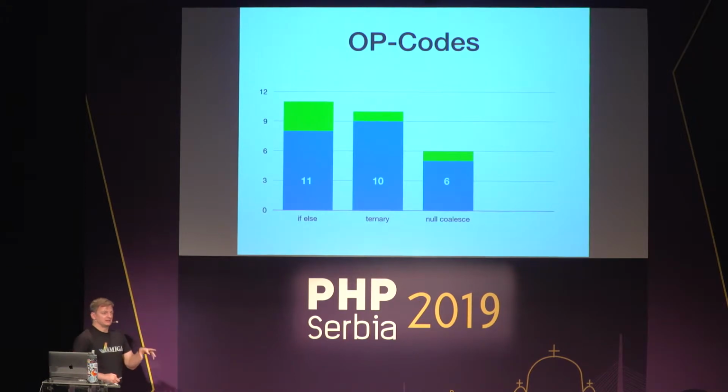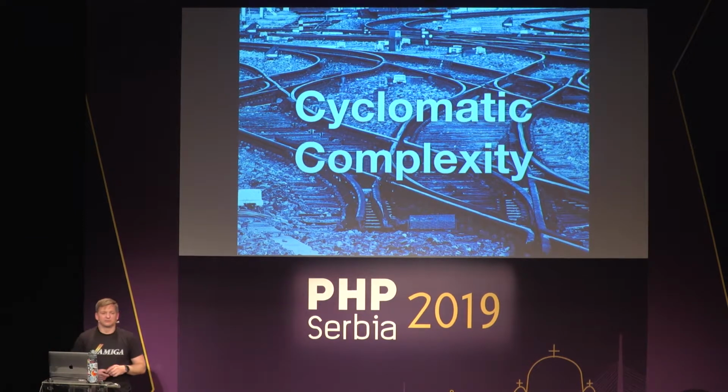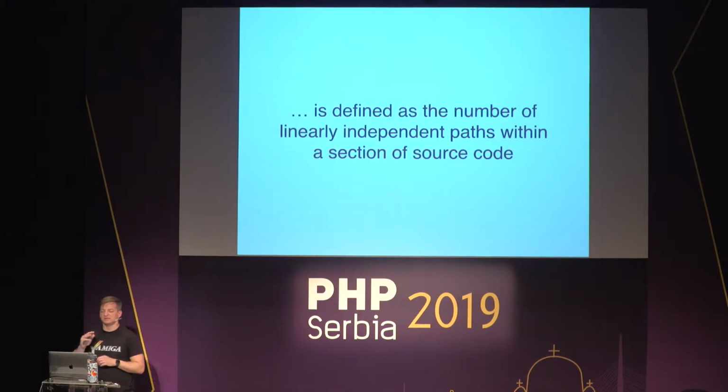There's another thing that I want to talk about before we really dive into code, a thing called cyclomatic complexity. Who has heard of the term cyclomatic complexity? Oh, that's quite a few. Cyclomatic complexity is defined as the number of linearly independent paths within a section of source code, right? So we can skip the slide.